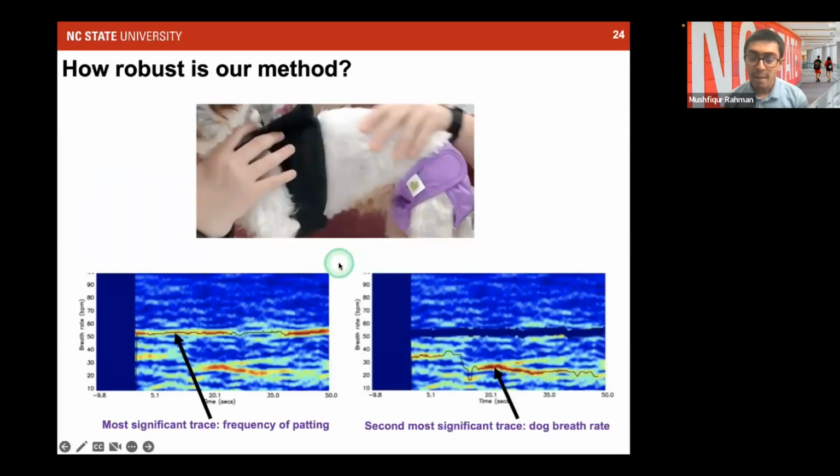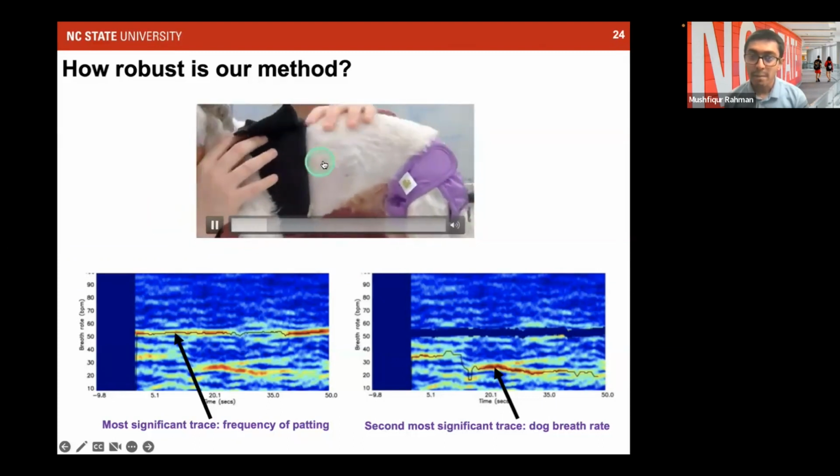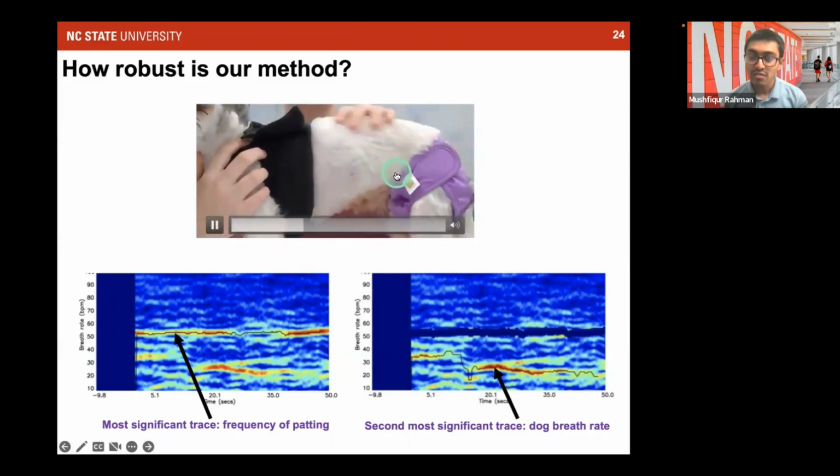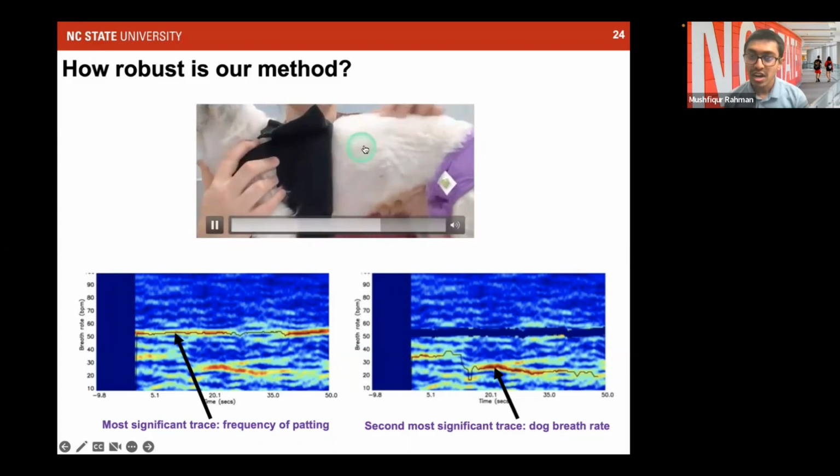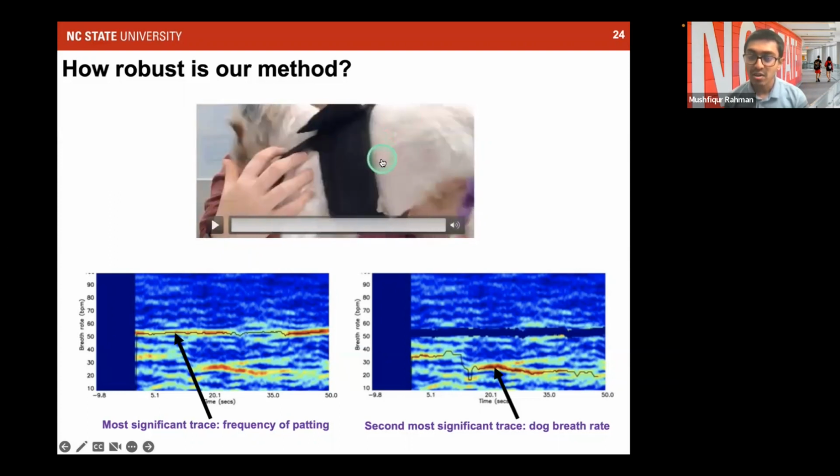Furthermore, we test the robustness of our method explicitly on a scenario where the visual motion has two types of motion. The first one is the motion due to the dog's patting. The human is patting the dog with a hand, and the dog also has the breath motion signal here. So how does our method work in this scenario where two kinds of motions are present?